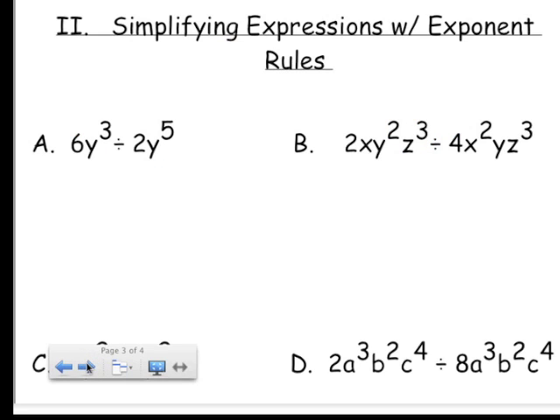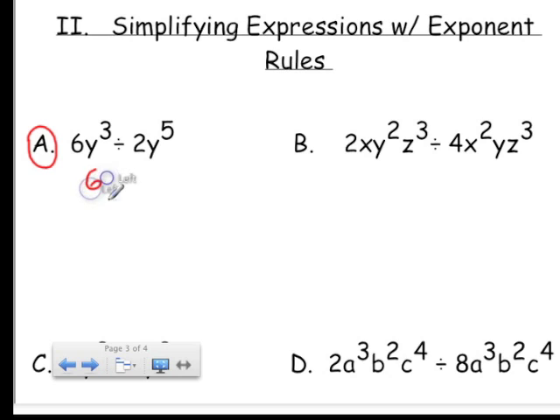Now we should be ready to apply it to simplifying expressions that look like this. So starting with A, I have 6y to the 3rd divided by 2y to the 5th. I think it's going to be helpful to always rewrite these as a fraction. So I have 6y to the 3rd divided by 2y to the 5th. And I have to be mindful about which ones I can use the quotient of powers rule for versus which ones, for example, the whole numbers, that I'm just going to be dividing. So in order to simplify this, 6 divided by 2 really equals 3.